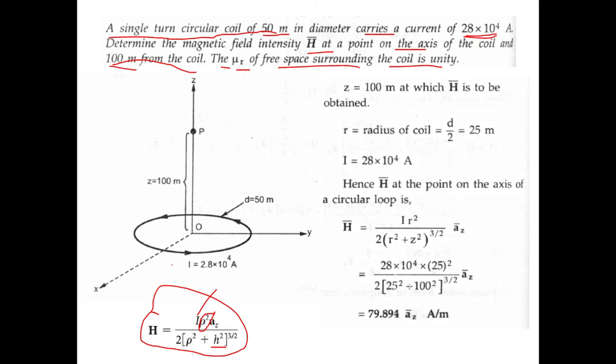So the same formula here, where rho is written as r, because this is from the other textbook. When you apply this formula, you'll get the answer to be 79.894 az cap ampere per meter. This is just the direct substitution. If you know the formula, you'll be able to relate the question with the formula, write the given data, substitute it and get the answer.